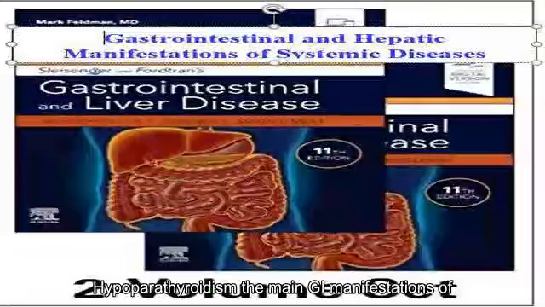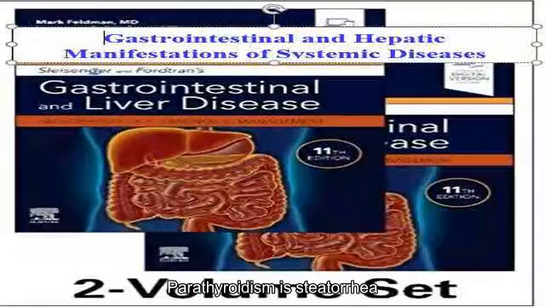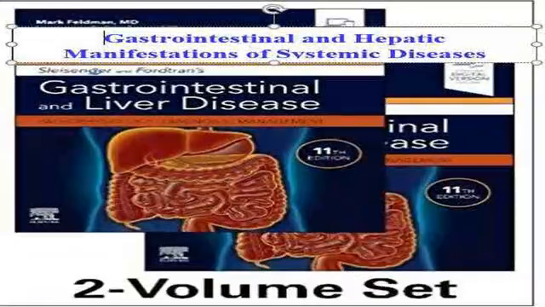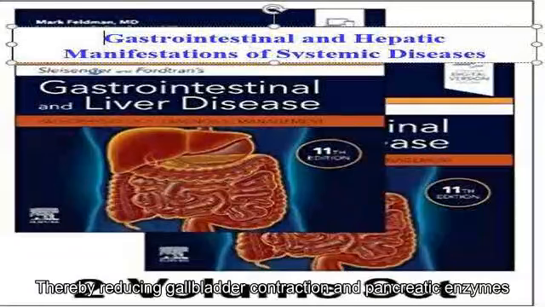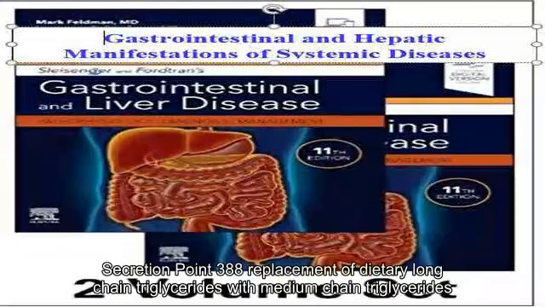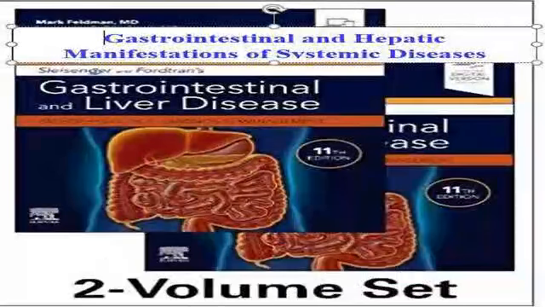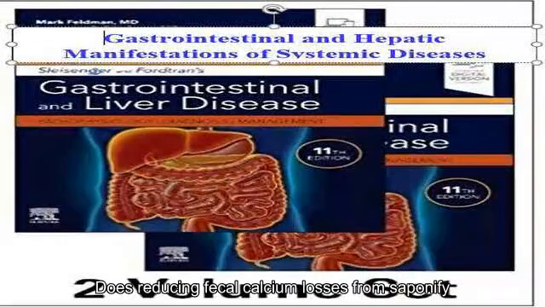Hypoparathyroidism. The main GI manifestation of hypoparathyroidism is steatorrhea. It may be due to insufficient endogenous cholecystokinin release by duodenal mucosa following a meal, thereby reducing gallbladder contraction and pancreatic enzyme secretion. 388 Replacement of dietary long-chain triglycerides with medium-chain triglycerides reduces fecal fat losses, thus reducing fecal calcium losses from saponification.